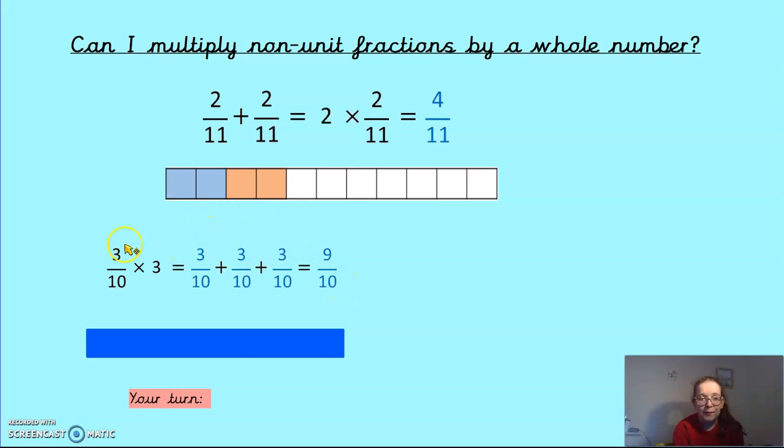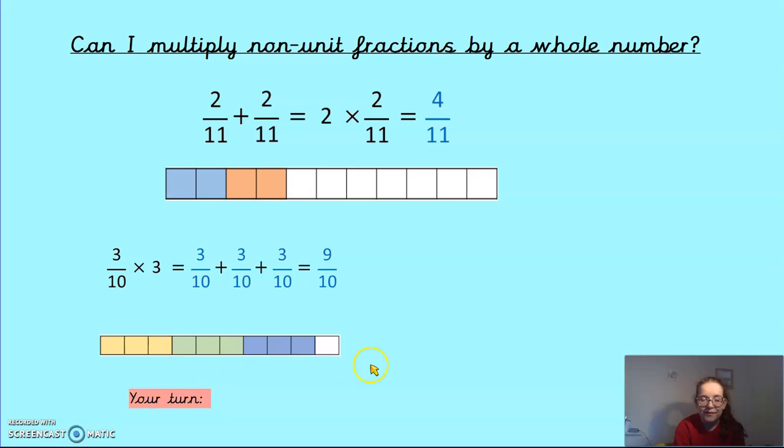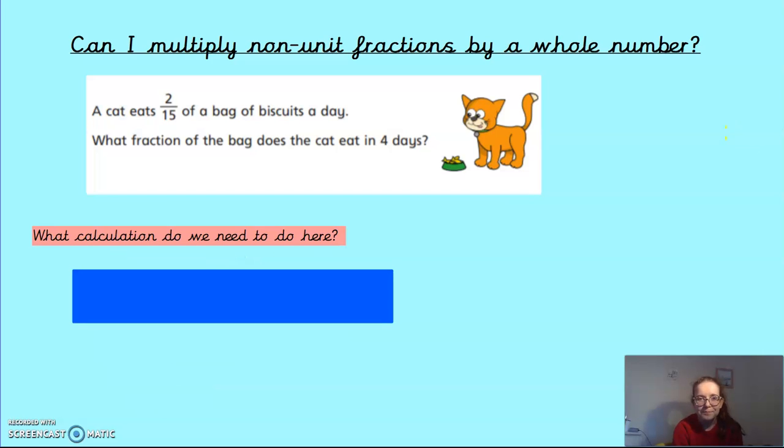So what I'm doing is 3 times 3, or 3 plus 3 plus 3, which is 9. So it's going to be 9/10 altogether. And you can see I represented that here in my bar model. I've got 10 parts, because that's my denominator. And I've put in my 3, another 3, and another 3, which gives me 9/10. Hopefully you got that one correct.